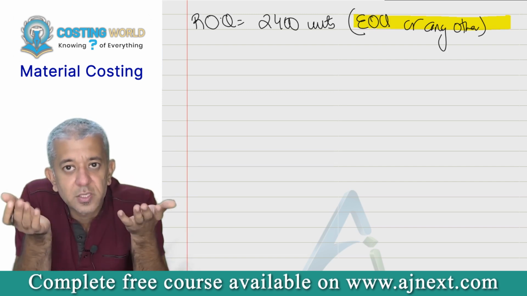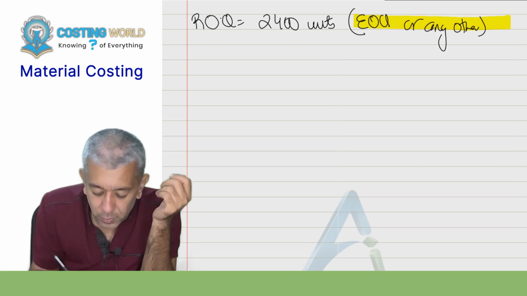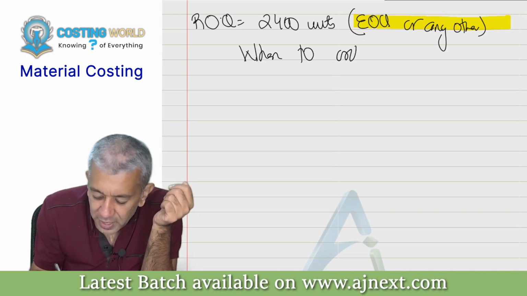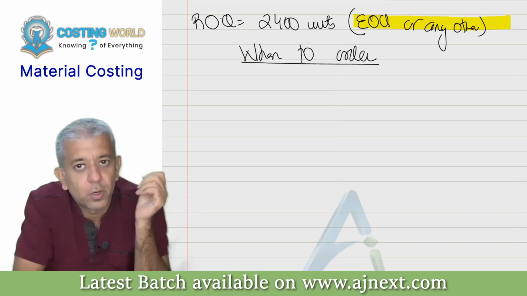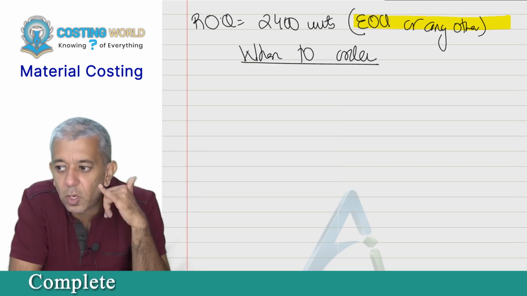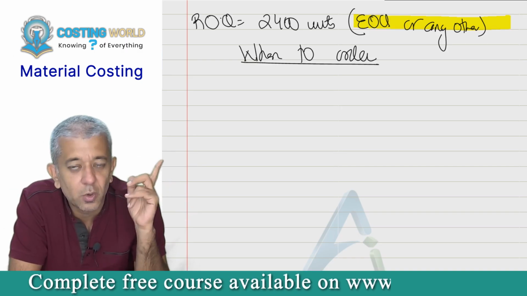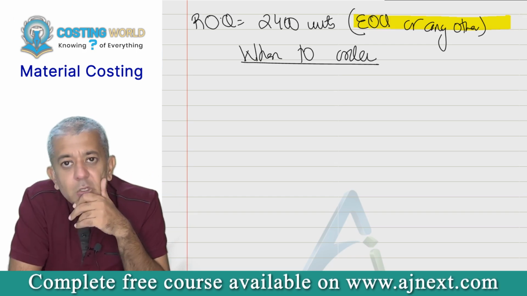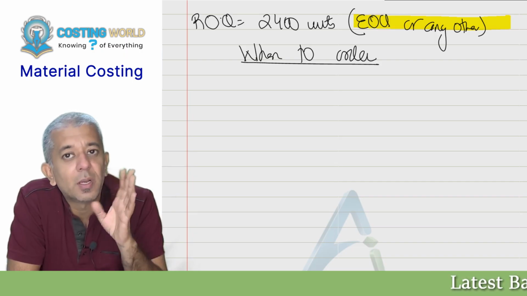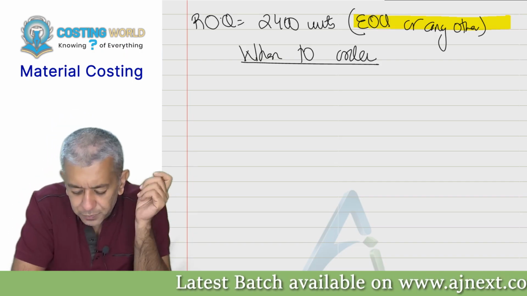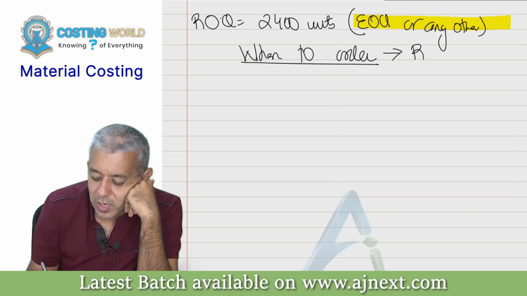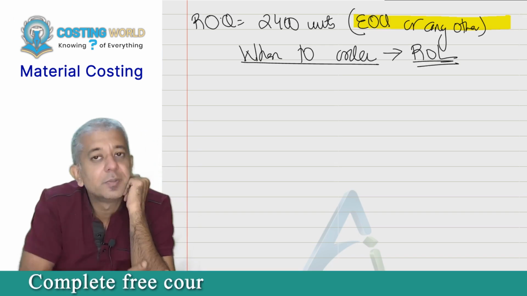So you have already frozen that you want to be ordering 2400 units at one time. So what is the problem now? The problem is when to order. When to order means at what point of time should I order? Should I call that guy today, tomorrow, yesterday? When should I call that particular person? That is what I am here to compute. When to order? You always order when the stock level touches reorder level.